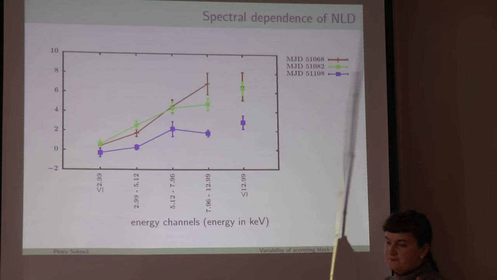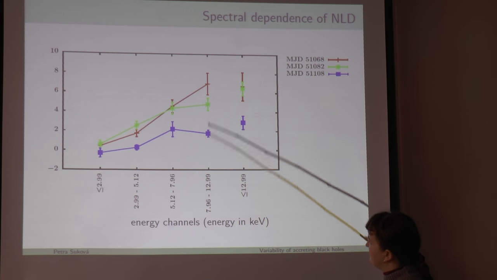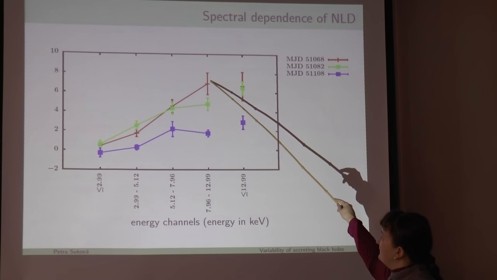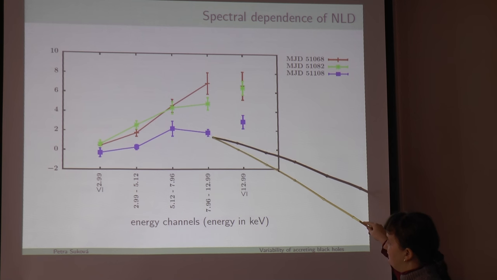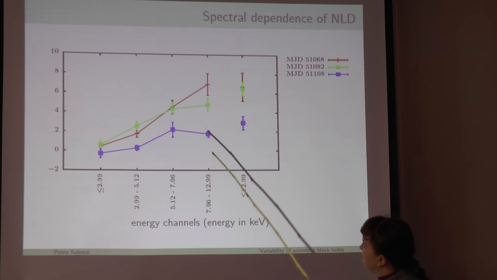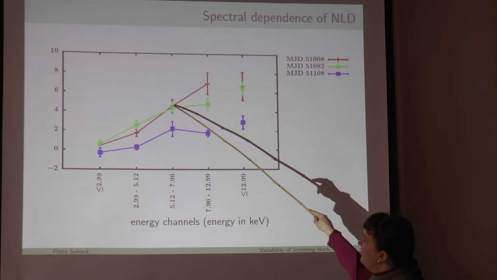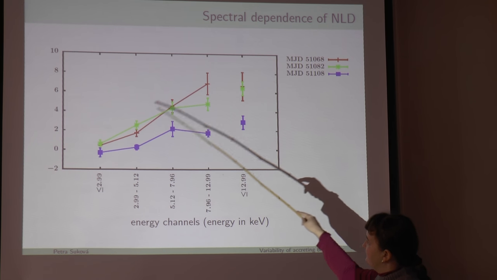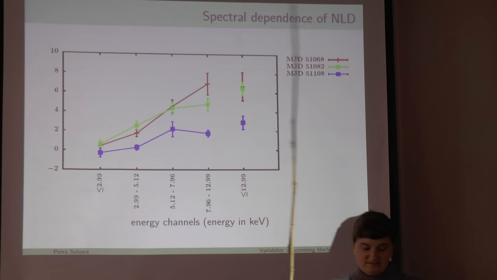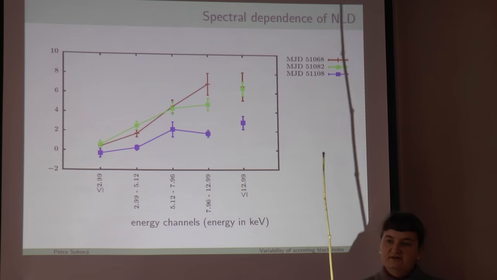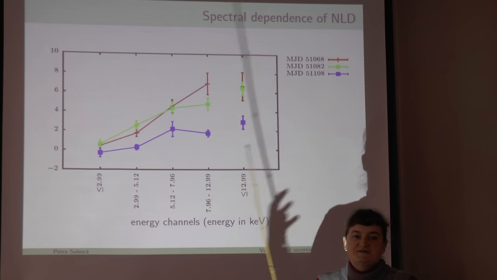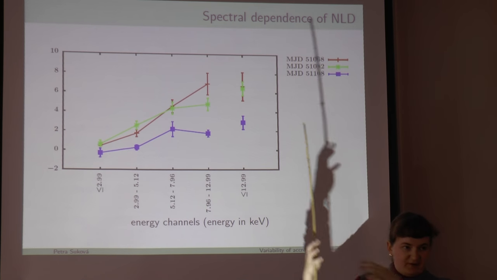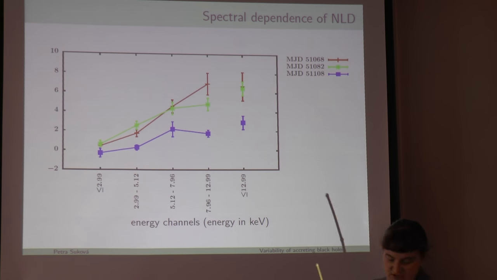But anyway, we have found that at the beginning of the outburst, the nonlinear behavior was most prominent in the highest energy band. But as the outburst went on, in the highest energy band our NLD indicator dropped quite quickly, but it does not drop so fast in the second and third energy channels. So this looks like the core of the nonlinear behavior. The cause of this radiation was shifting from highest energies to lower energies.